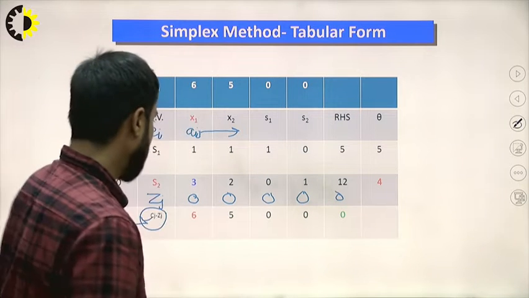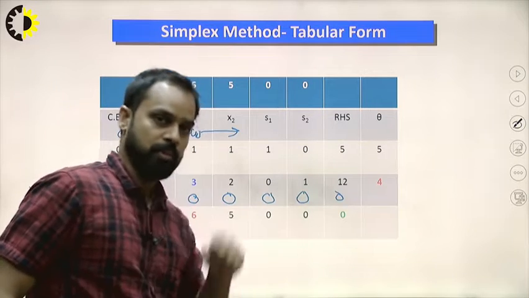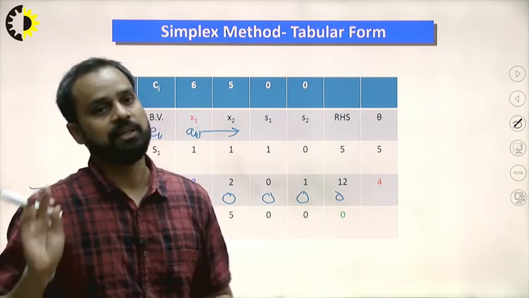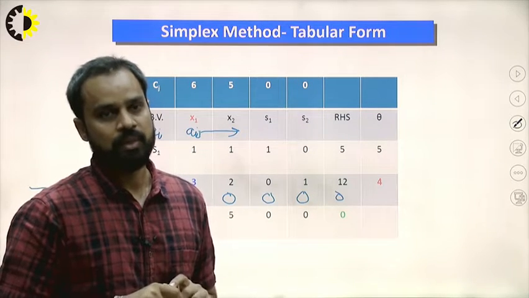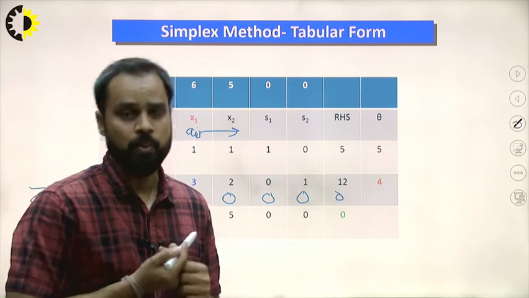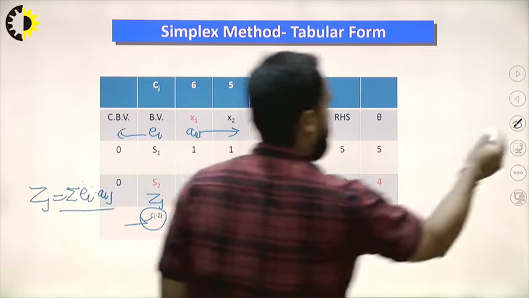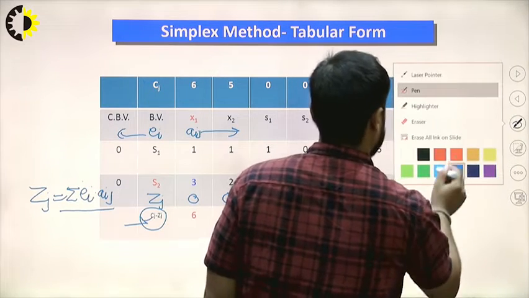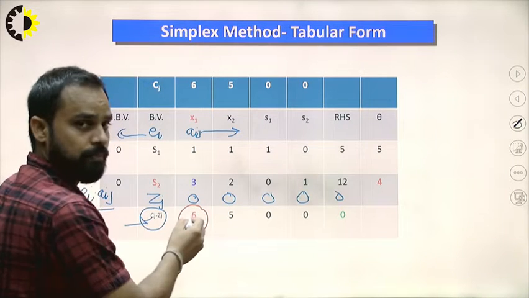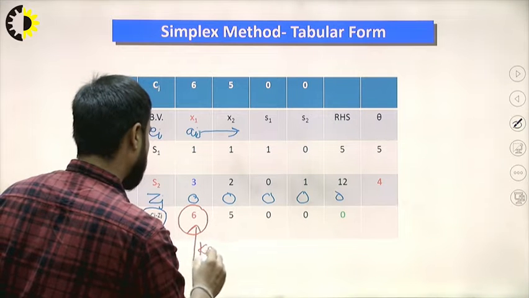How will we decide? This problem belongs to maximization, so we have to choose the maximum value of the Cj minus Zj row. Right? So we have chosen this value because it is the maximum value. So it is represented as a key column.